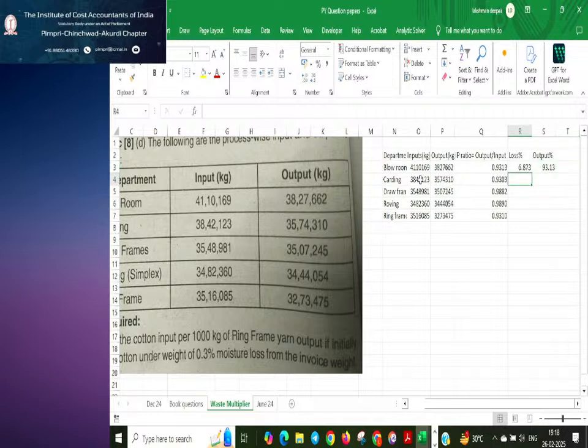Now similarly the next one. What is the loss percentage? It is 6.97. So what is my output percentage? Output percentage is not now 100 minus 6.87. It is 93.13 minus 6.97 percent on my input of 93.13. So, it should be a percentage.